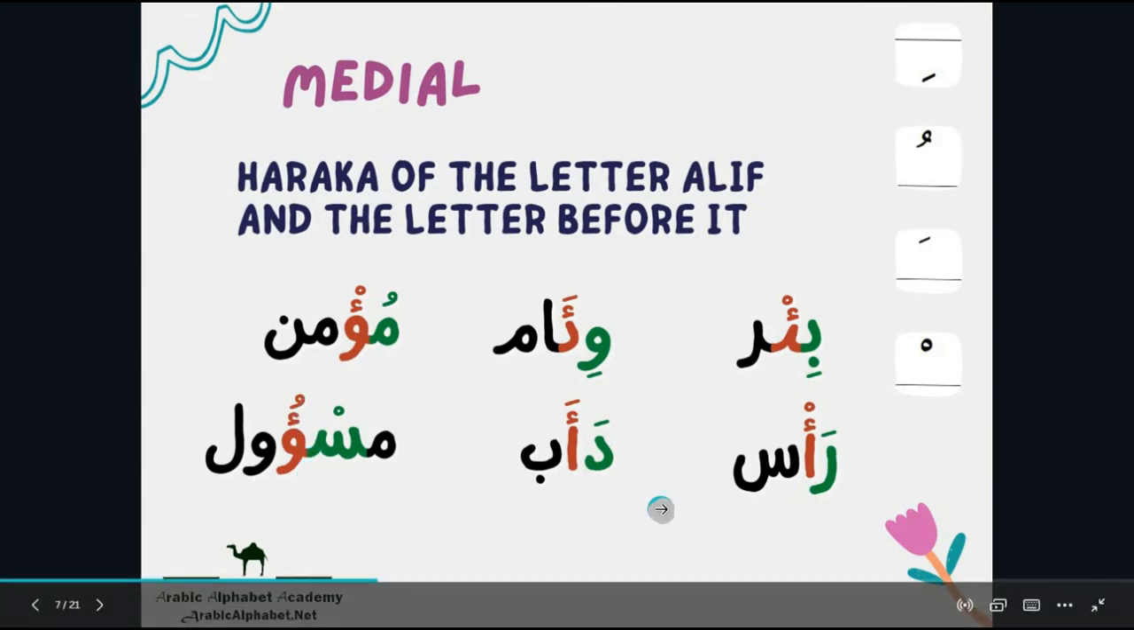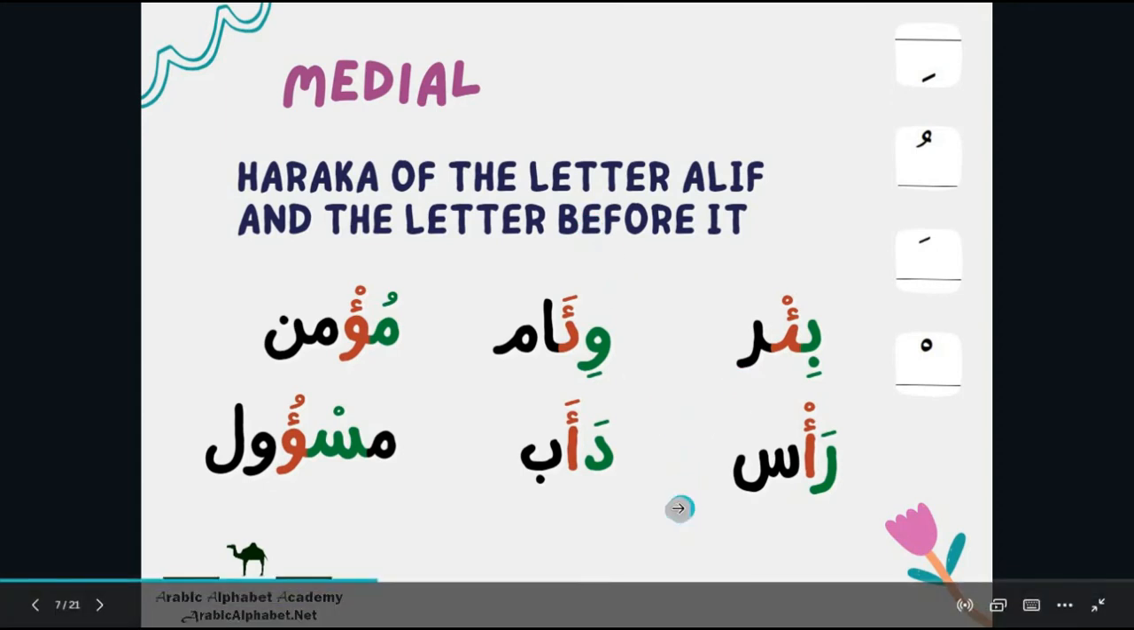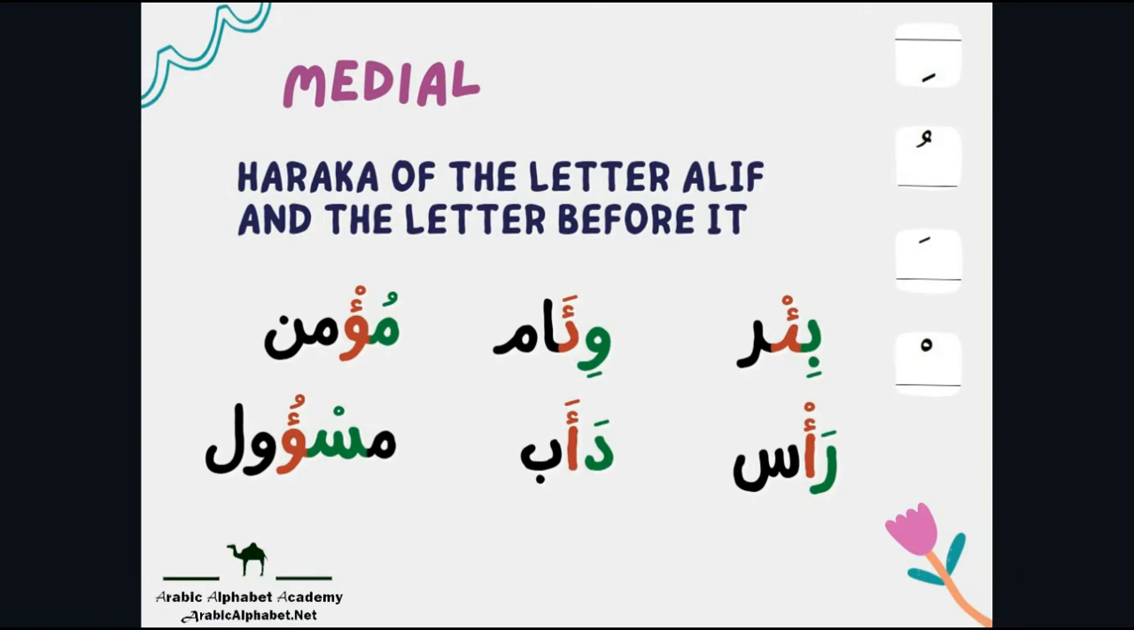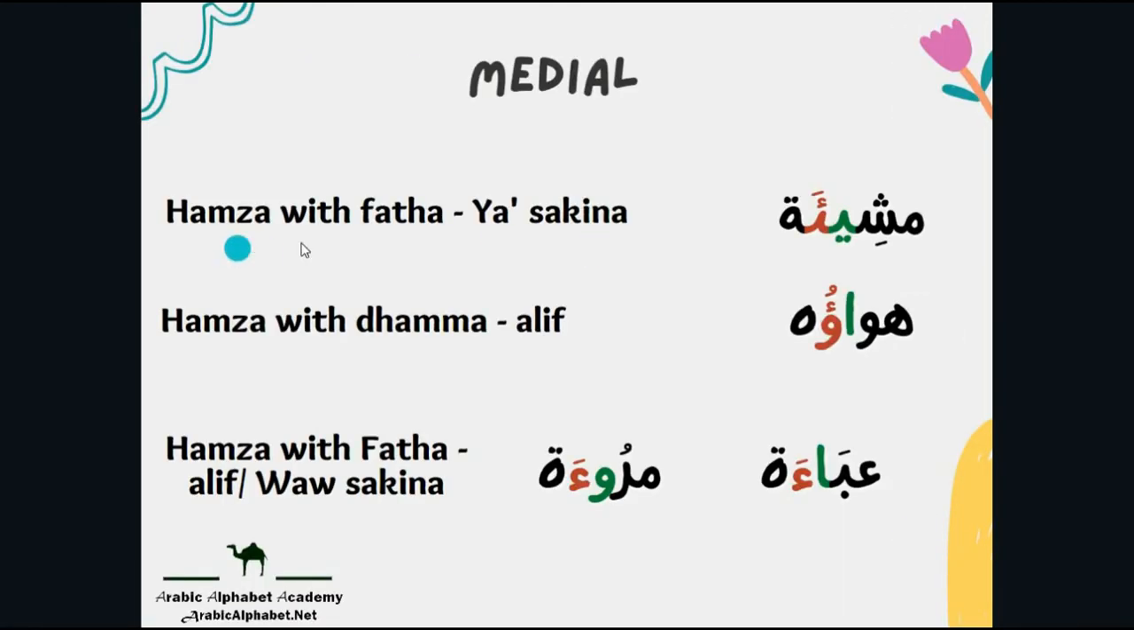So in general, when the Hamza is in the middle of the word, we don't really need to remember every single word, but we can remember the general rule. We apply the haraka that is stronger between the haraka of the Hamza and the haraka of the letter before the Hamza. We only need to remember three cases, which are when the Hamza has Fatha and the letter before it is Ya Sakina. In this case, we write the Hamza on Nabra.